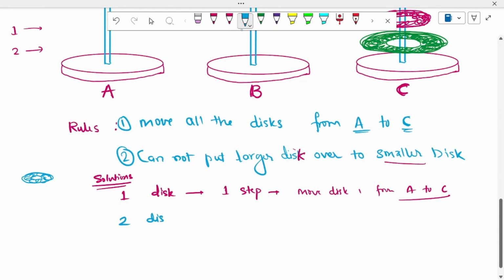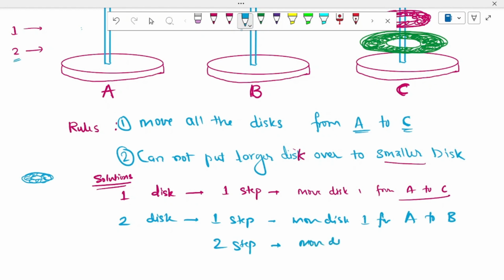When you have two disks, in the first step I moved disk 1 from here to here, so from A to B. Then in the second step I moved disk 2 from A to C. Then in the third step I moved the first disk from B to C again. So third step, move disk 1 from B to C.